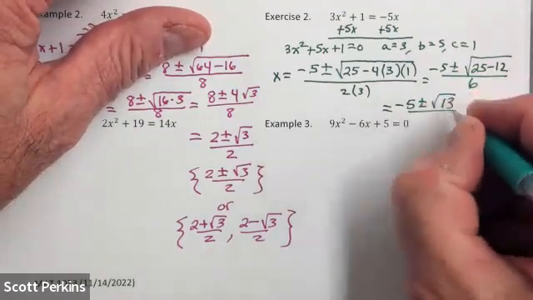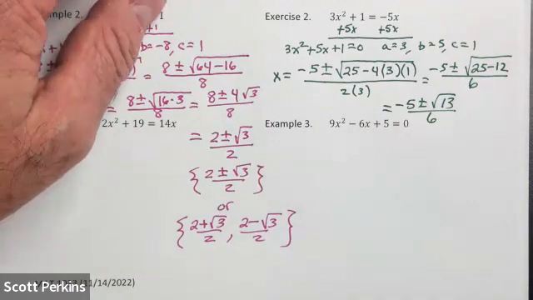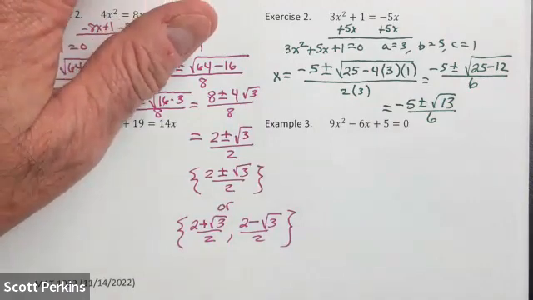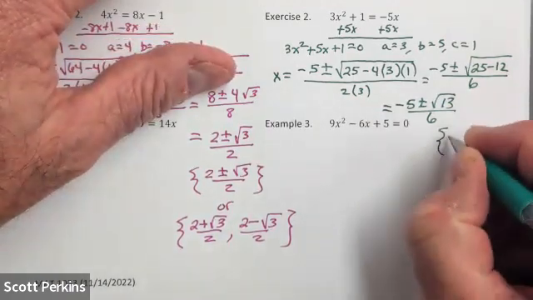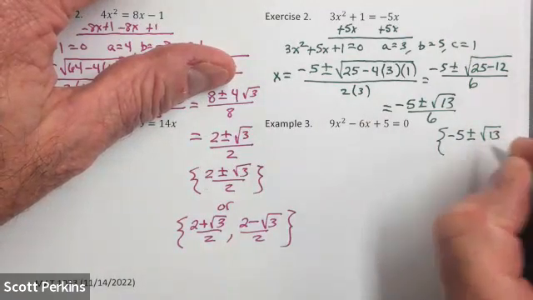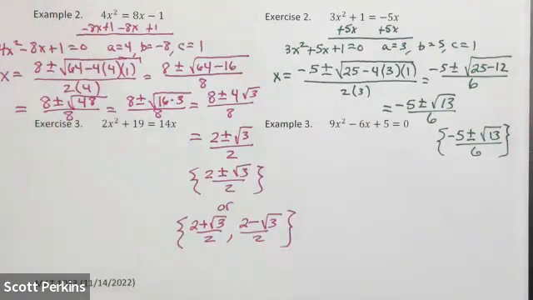So this first example, I kind of gave you a number that you can't do anything else with. Square root of 13 is just square root of 13. It doesn't have any perfect square factors. So if you got to this point, you're like, what in the world do I do now? You leave it. Nothing else. So here's my solution set. Negative 5 plus or minus, there's two solutions, square root of 13 over 6. There we go. Done with that problem.